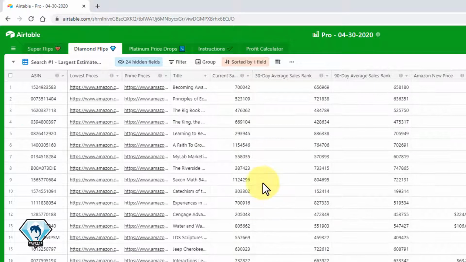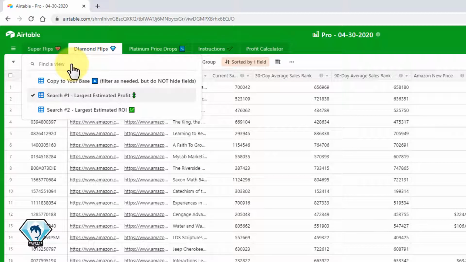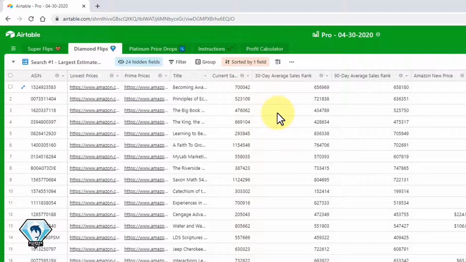So now, same thing. You've got the largest estimated profit, largest estimated ROI. You could, right on top of this, add another filter like I just showed you, if you wanted to. I'm not going to go over the process. The process is the same. You would click on the lowest prices and you would see them on Amazon. And I will have a little more in-depth video on diamond flips using option 2, so you can look out for that video in your training library.